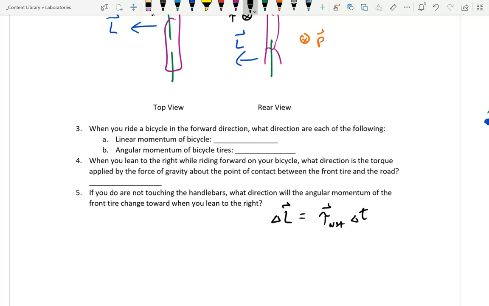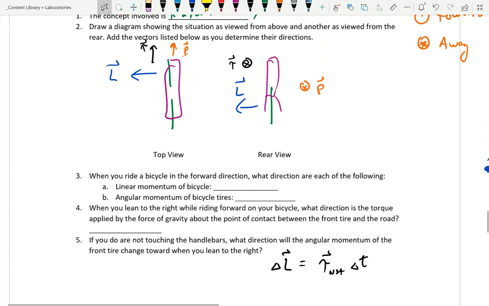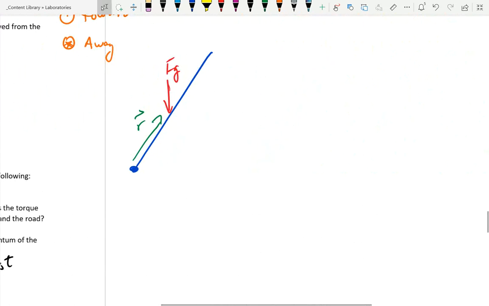Not in this case because I'm leaning to the right. Since I'm leaning to the right, my net torque is forward. So what direction is my change in angular momentum going to be? Forward. So now let's look at the angular momentum. We started with the angular momentum pointing to your left. And then we have the change in angular momentum is forward.